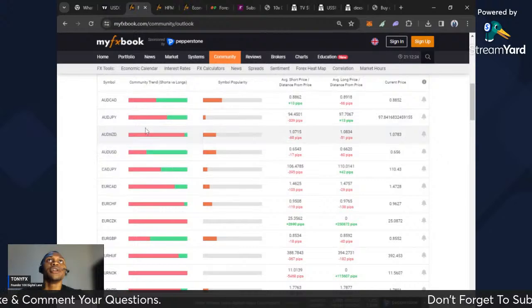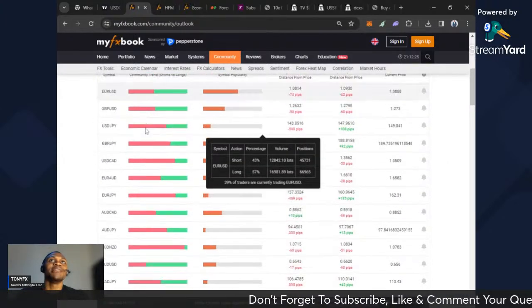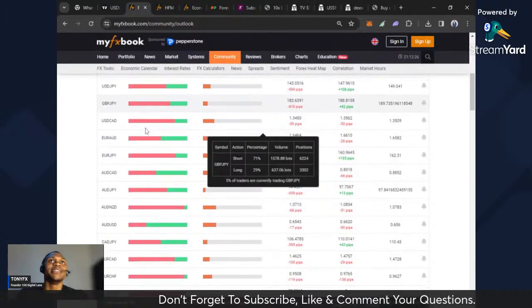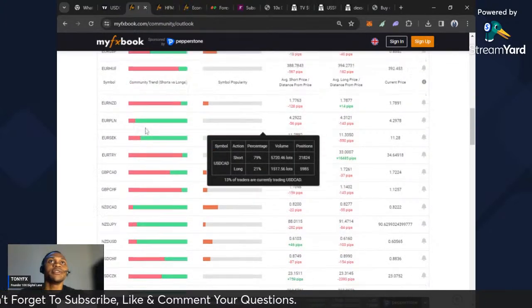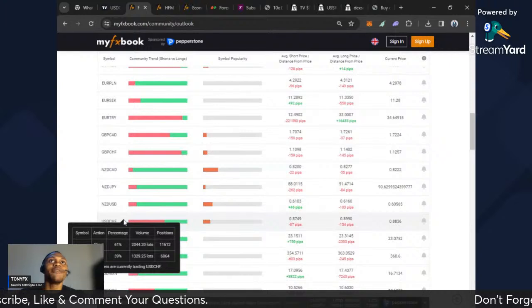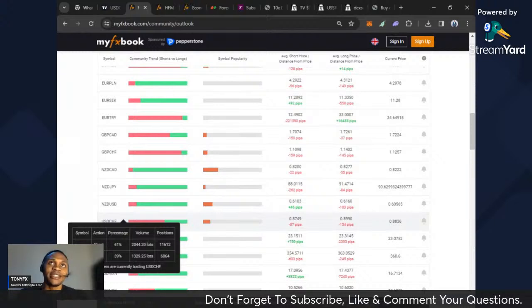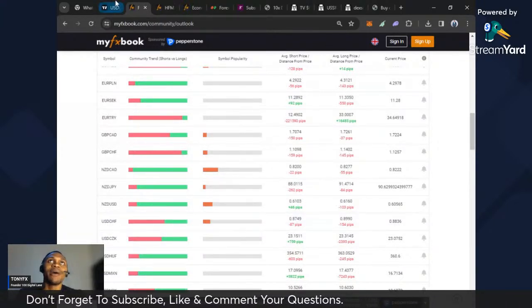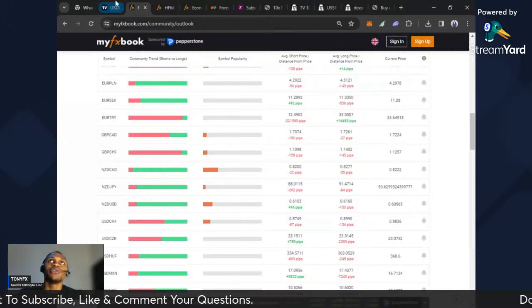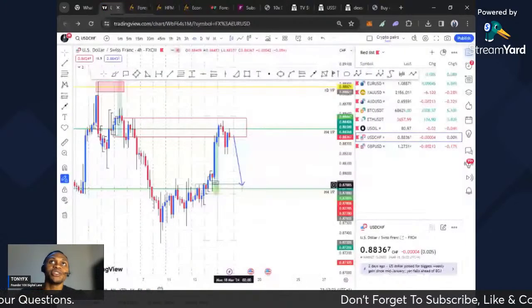Okay, so let's check out USD CHF and see what sentiment is saying. For USD CHF, we have short at 61% and long at 39%. So we are going in the same direction as sentiment. Okay, 61% short. So that's why, currently at this supply level, we'll be looking out for our sell positions down to this demand level.